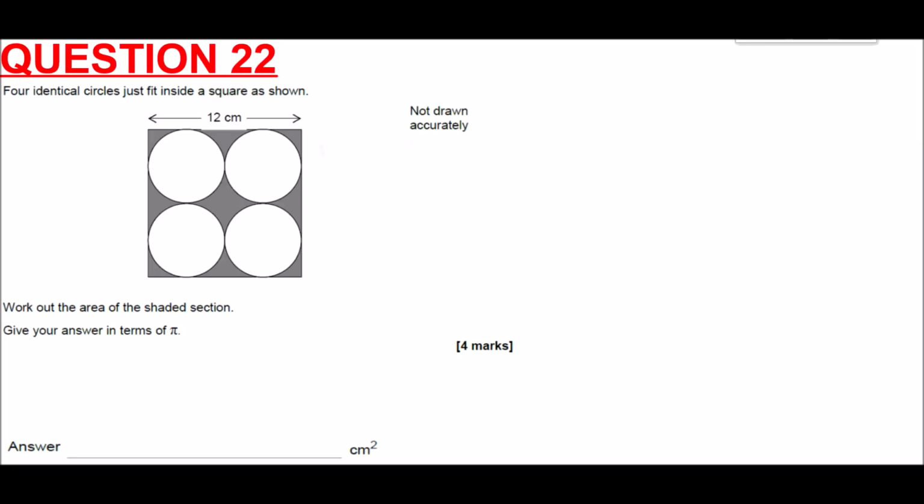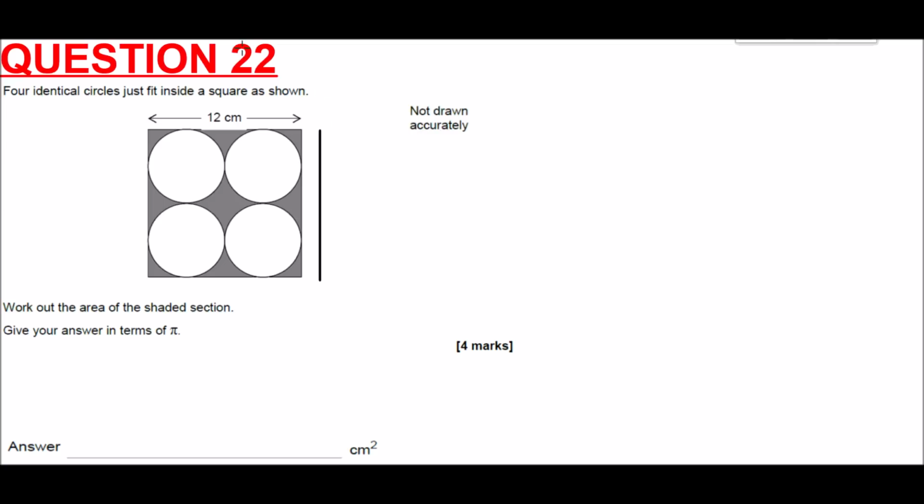Question 22. We've got 4 identical circles that just fit inside a square, as in this diagram. We need to work out the area of the shaded region. Give your answer in terms of pi. Well, first of all, let's have a look at the most obvious shape here, which is the square itself.